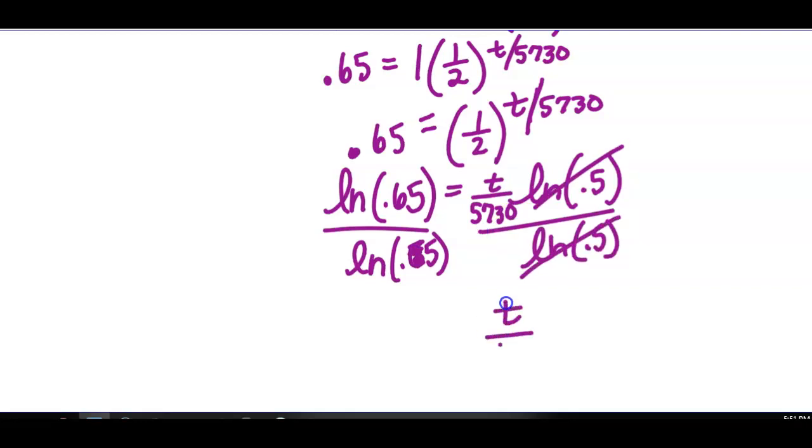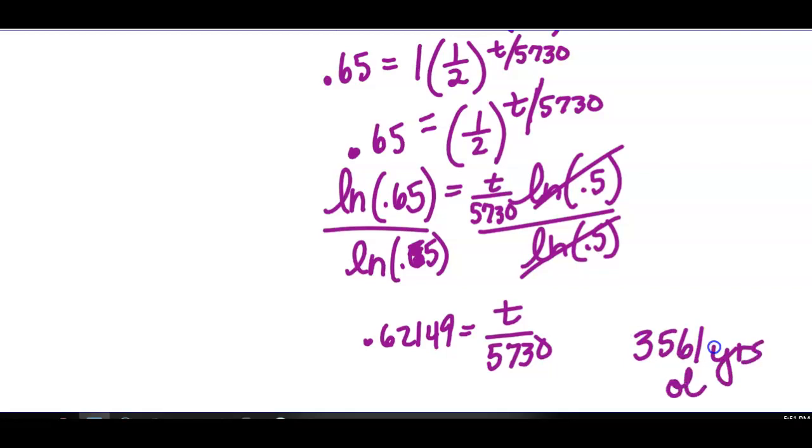So now I have T over 5730 equals the natural log of 0.65, close parenthesis, divided by the natural log of 0.5, which is 0.62149. If I multiply that by 5730, I get approximately 3561 years old. Okay.